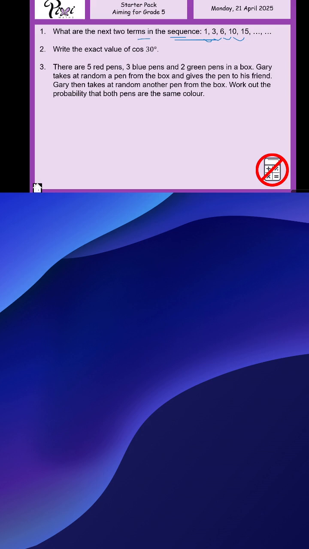So from 1 to 3, how much do we add? From 3 to 6, how much do we add? From 6 to 10, and from 10 to 15? So we're going to add 2, then add 3, then add 4, then add 5. Then what's next?